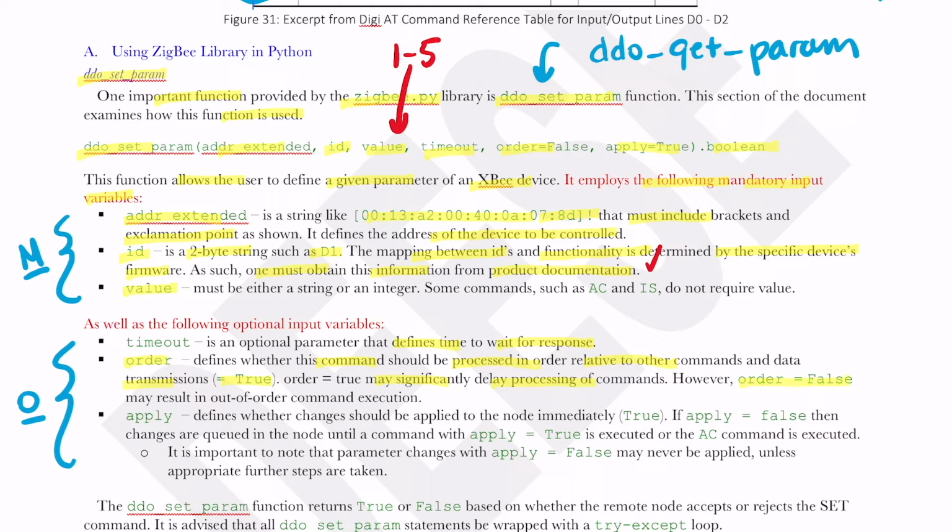However, order equals false may result in an out of order command execution. So you have to figure out which is more important to you. Is it speed or is it, let's say, ordering, or I would almost say functionality, right? Because if the order of the commands is out of whack, then you're going to be altering the functionality of your application in some probably undesirable way.